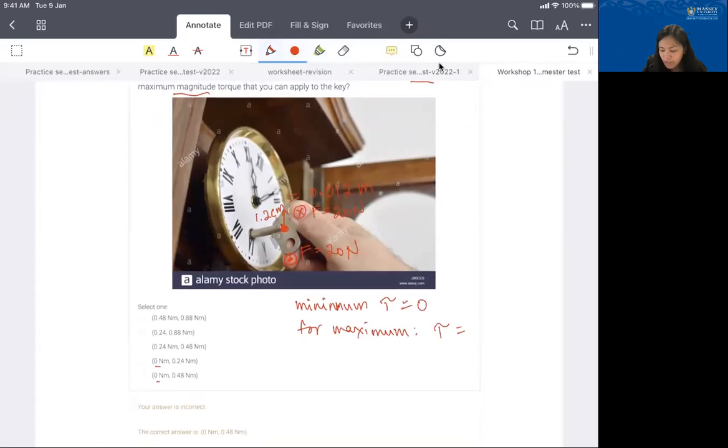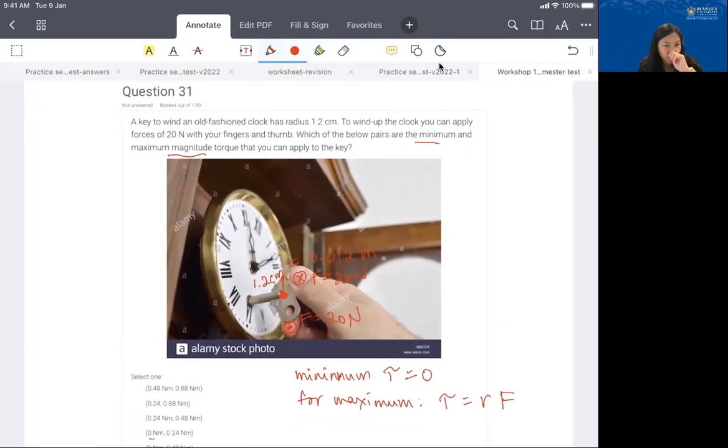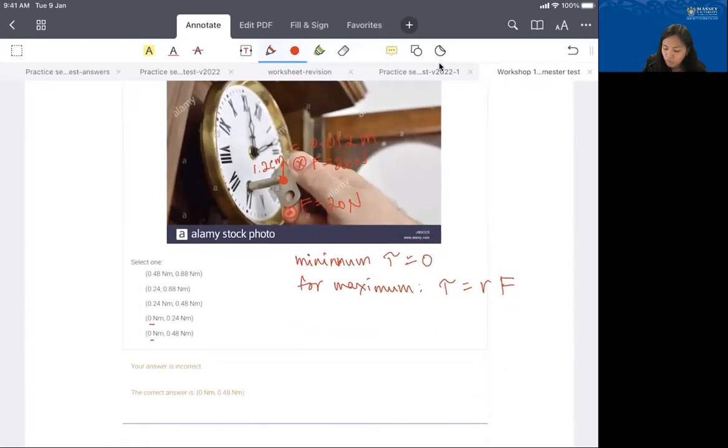we know torque is equal to moment arm times the force. Right. So the moment arm would be the radius of the key, because then the key will rotate about its pivot point, about this pivot point at the middle here. And when your thumb is perpendicular to the radius, then you have the maximum 1.2 centimeters or 0.012 meter moment arm.